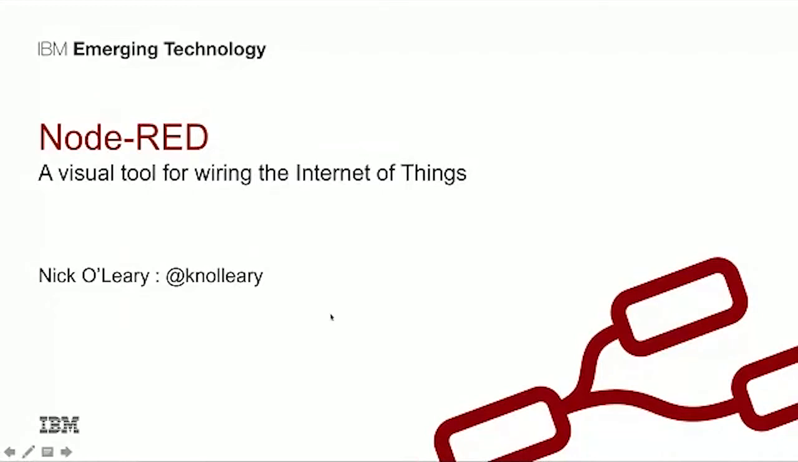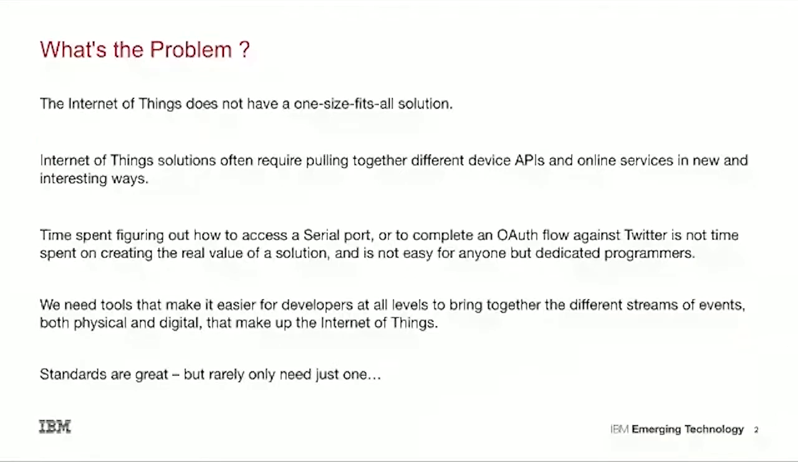So Node-RED, as we call it, is a visual tool for wiring the Internet of Things. One of the challenges with IoT is that the whole concept is about putting together different streams of data, whether they're physical or digital. And really, there's not a one-size-fits-all type of solution. And one of the challenges with IoT is the tooling and how you can create applications that are meaningful and successful quickly, because it does cut across so many different domains, whether it's web technologies, whether it's interacting with hardware, or wherever it might be.